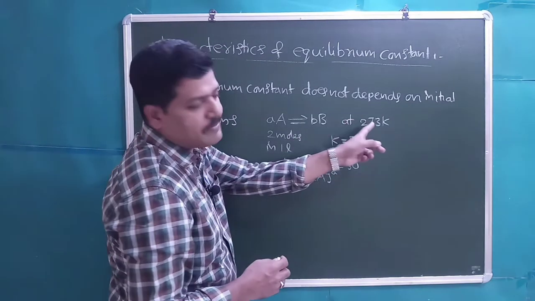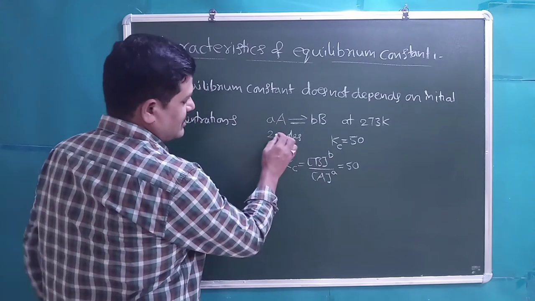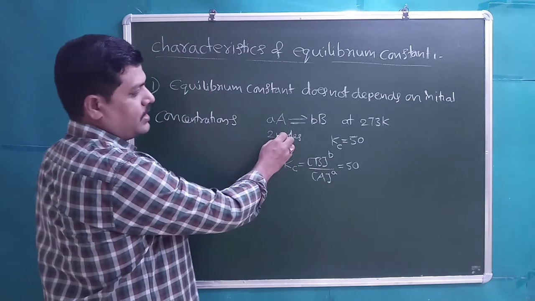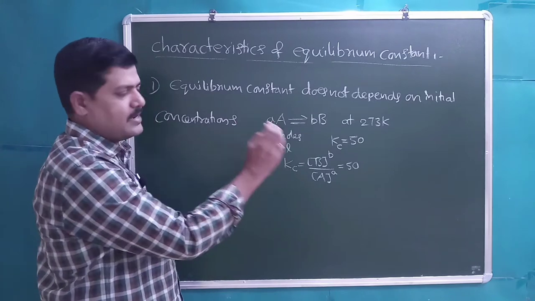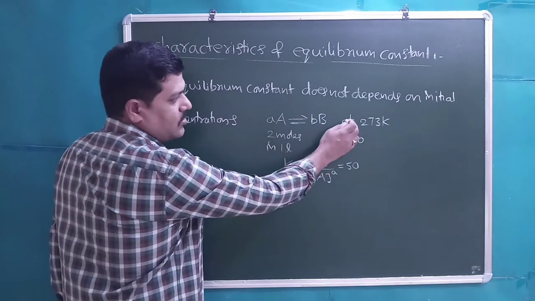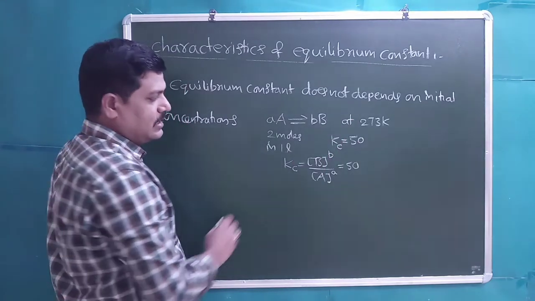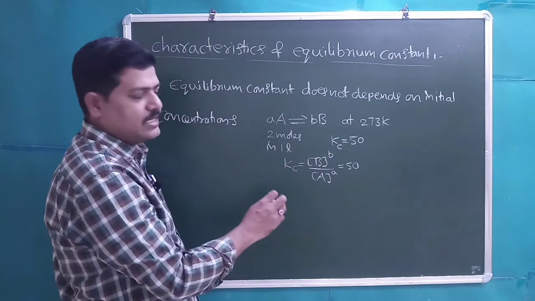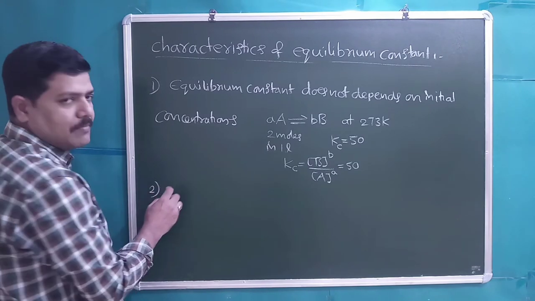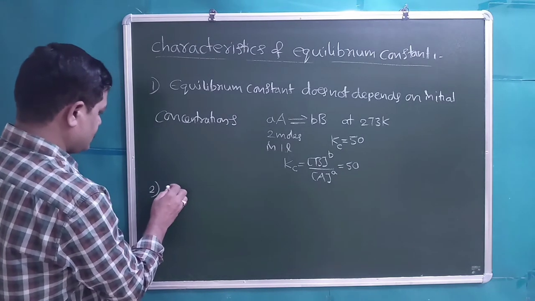By keeping the temperature constant, if you do this reaction by changing the concentration of A, whether it is 1 mole, 10 moles, or 100 moles, the Kc will remain a constant. As long as the temperature is constant, the Kc remains unchanged. That is the first characteristic of the equilibrium constant Kc.